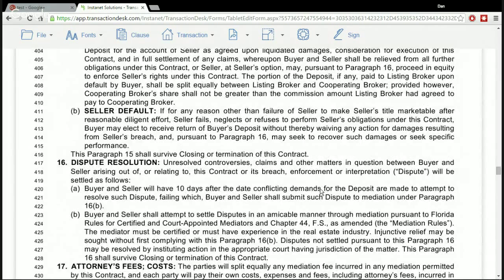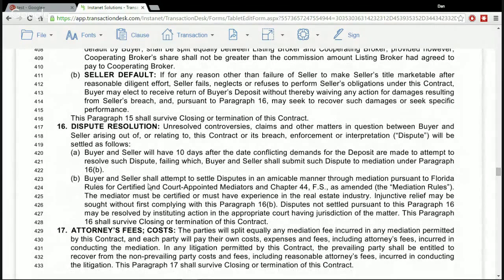So that's that. Dispute resolution: unresolved controversy and claims between the buyer and seller. They're supposed to, within 10 days, present conflicting demands on the deposit. Then they're supposed to submit that to mediation under paragraph 16b, which is right below here. So buyer and seller attempt to settle disputes in an amicable manner through mediation. The mediator must be certified and must have experience in the real estate industry. Disputes not settled pursuant to paragraph 16 may be resolved by instituting action in the appropriate court having jurisdiction of the matter. This one shall survive closing as well.